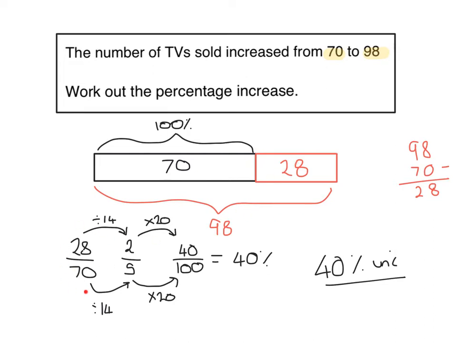Now, there's a nice easy way that you can remember what you do to get the fraction, and that's the change over the original. So the change was 28 over the original 70. So that will get you your starting fraction, and you need to get it up to turn it into a percentage.